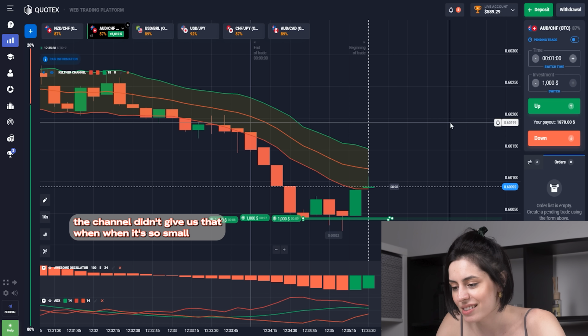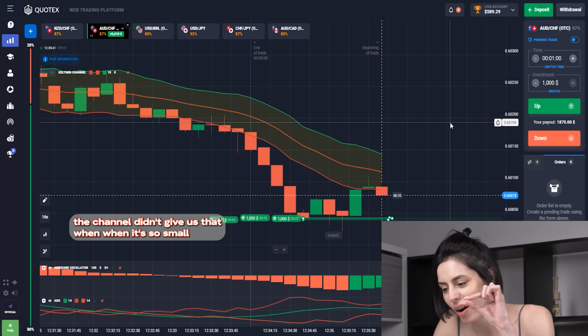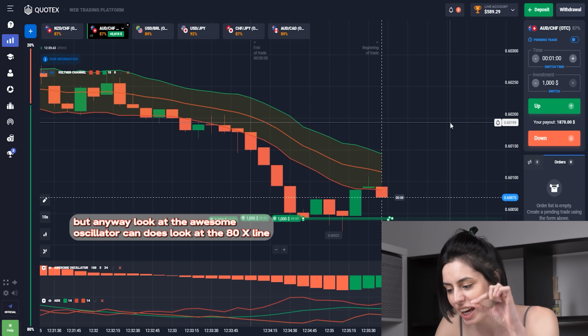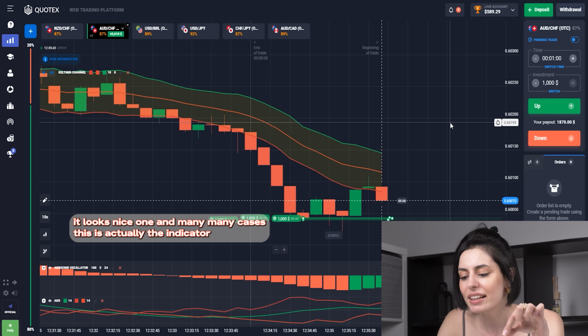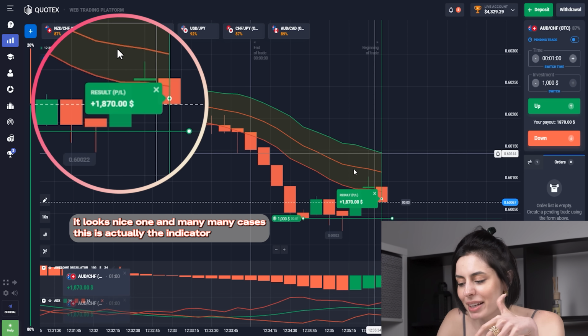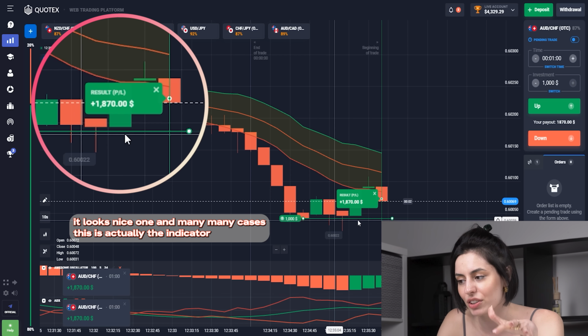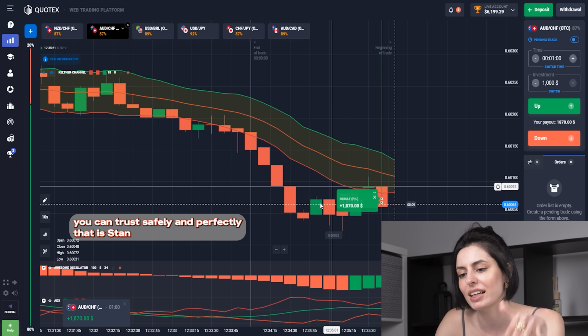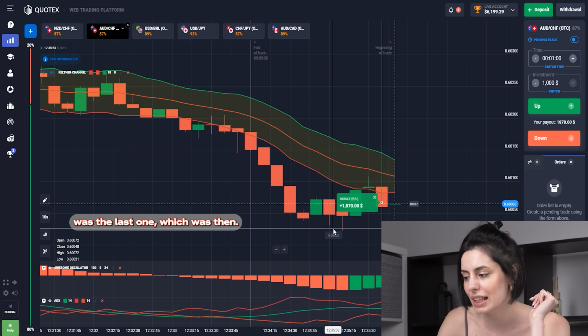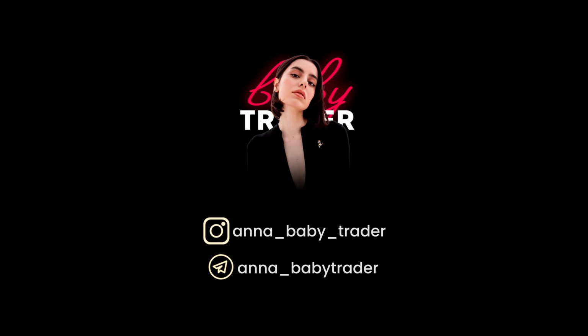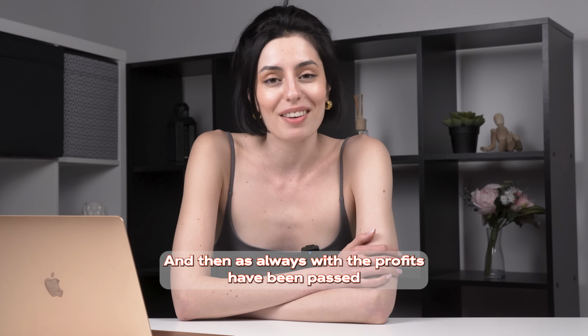The Keltner channel didn't give us that point when it's so small, but anyway, look at the awesome oscillator candles, look at the ADX line. ADX, nice one. In many cases, this is actually the indicator you can trust safely and perfectly. That is done. What's the last one? Just done. And done as always with the profits.